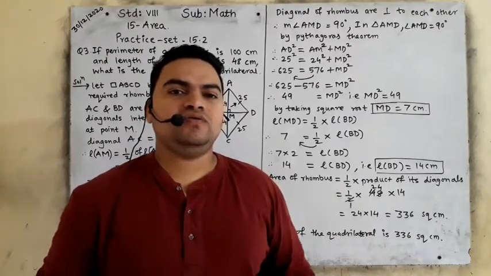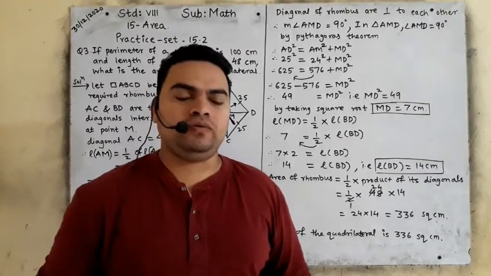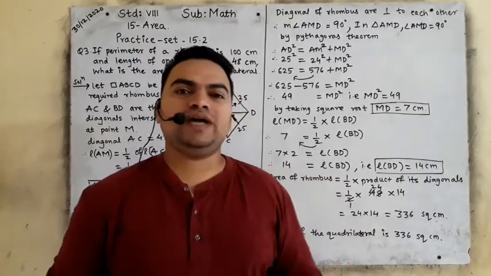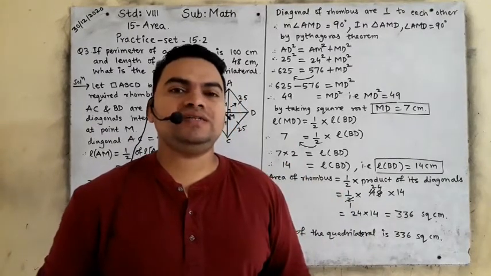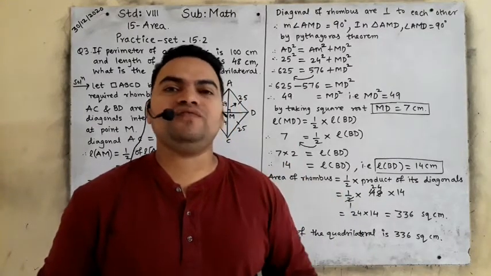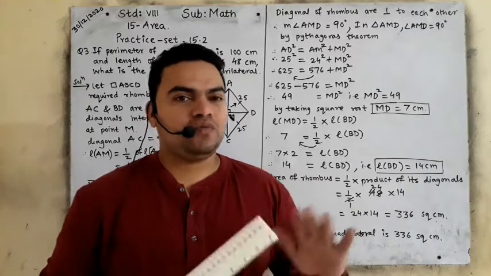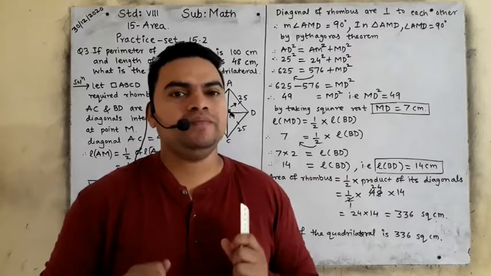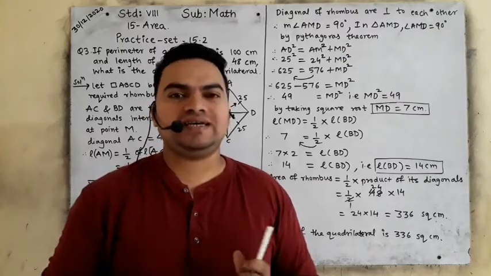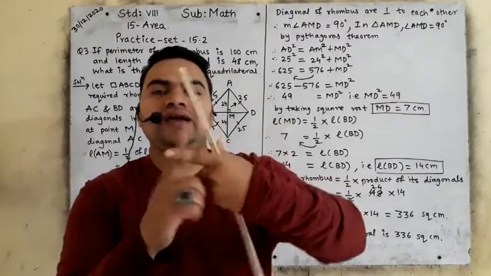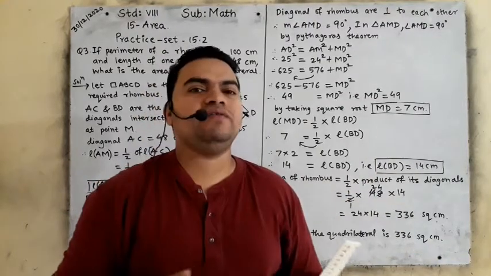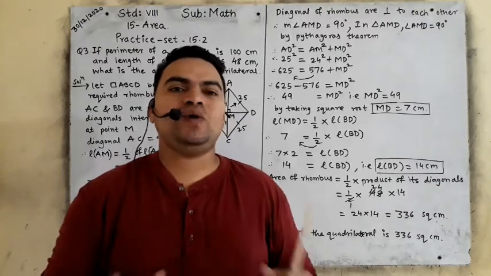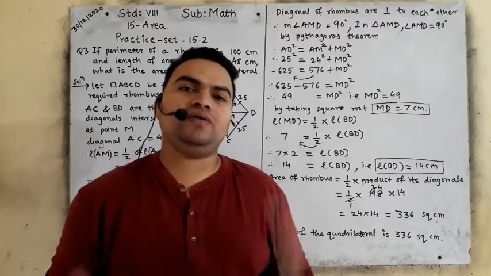Rhombus, whose all four sides will be congruent or equal to each other, has two diagonals, and these two diagonals are perpendicular bisectors of each other. Always remember, rhombus means all four sides will be same, charo sides same ho gaye, aur uske beech mein jo do diagonals hai, they are perpendicular and bisector. Perpendicular means it makes 90 degree or right angle, and it divides the diagonals into two equal parts.